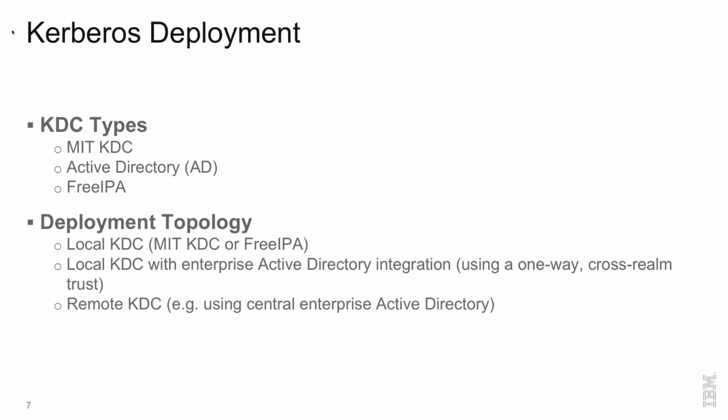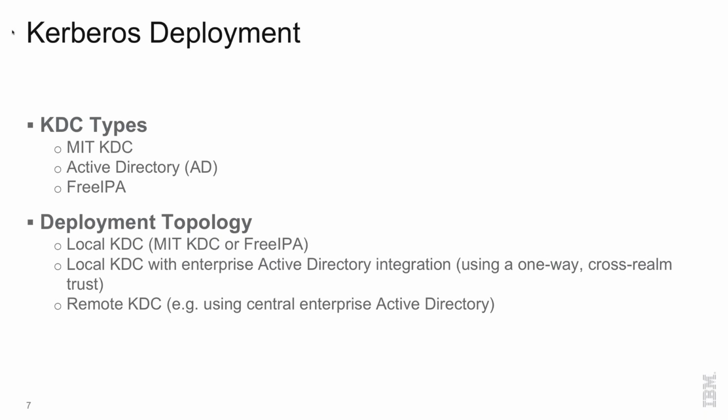There are also three kinds of deployment. One is to use a local KDC, either Active Directory, MIT KDC, or FreeIPA. So basically, just set up a local KDC just for your cluster. For the bigger enterprise, another popular deployment topology is to use a local KDC with enterprise Active Directory.